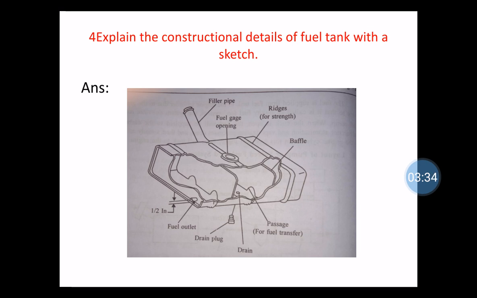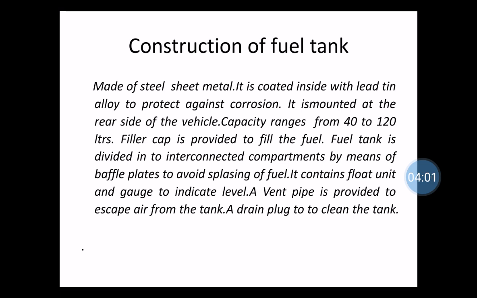Then fourth question, explain the constructional details of fuel tank with sketch. The fuel tank is shown here. It consists of different parts: there is a tank, then filler neck, filler cap, then inside we have the baffle plates, then drain plug, etc. The construction of the fuel tank may be explained like this. It is made of steel sheet metal.